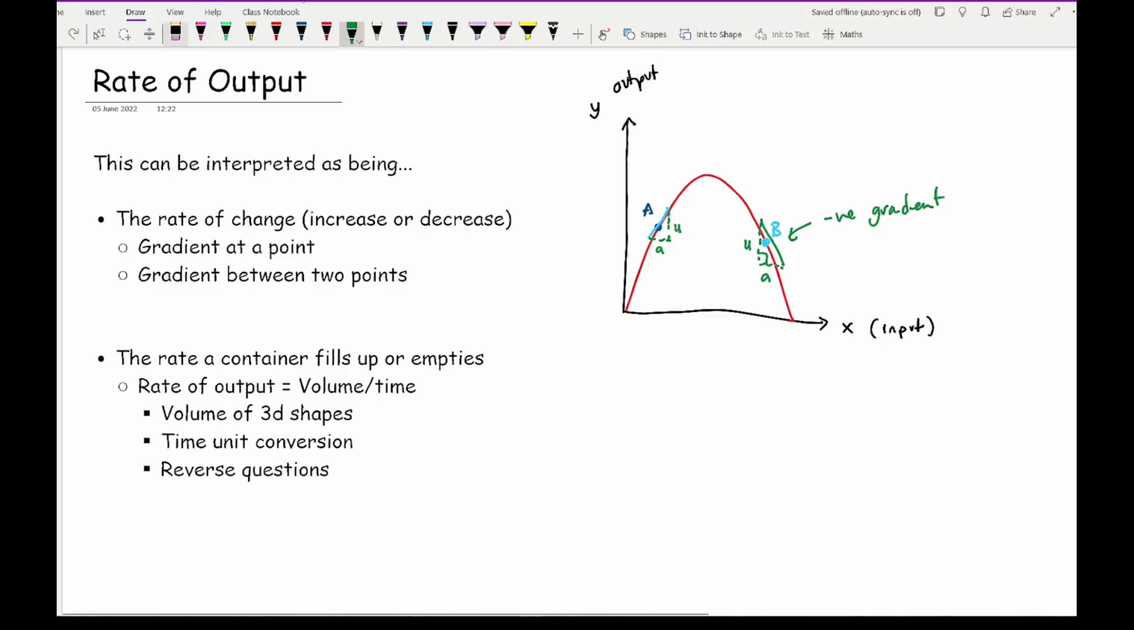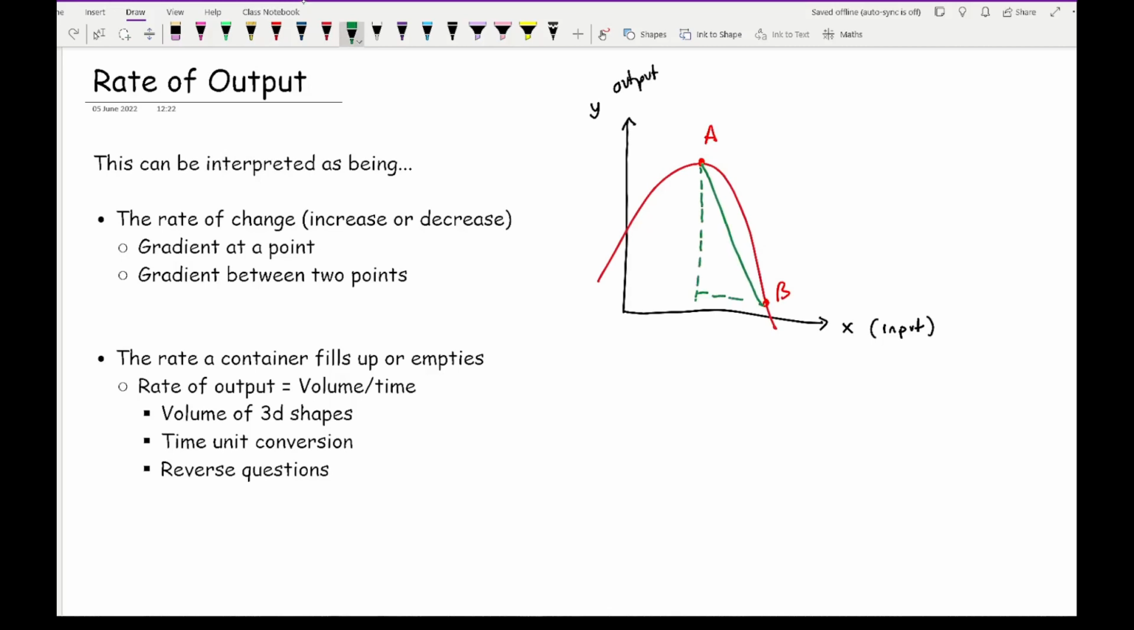Now, if a question asked you, let me just get rid of all of this as best I can. Oh, let's just get rid of it all. Let's say I was asked to work out the gradient between 2 points, so let's just do another curve again, like that. And let's say point A is here and point B is here. Then you're just going to draw a straight line from those 2 points and then draw your triangle, and again it's the distance up by the distance across.